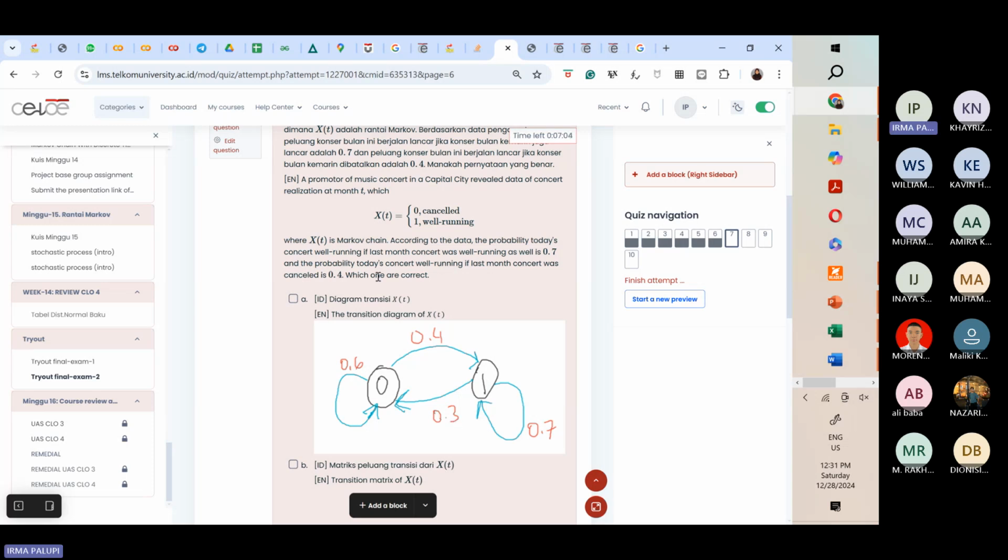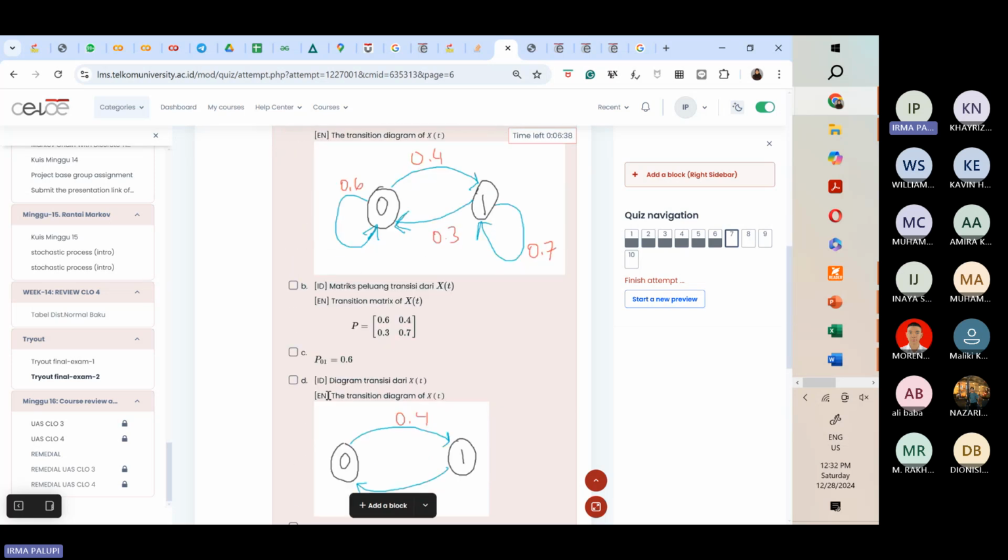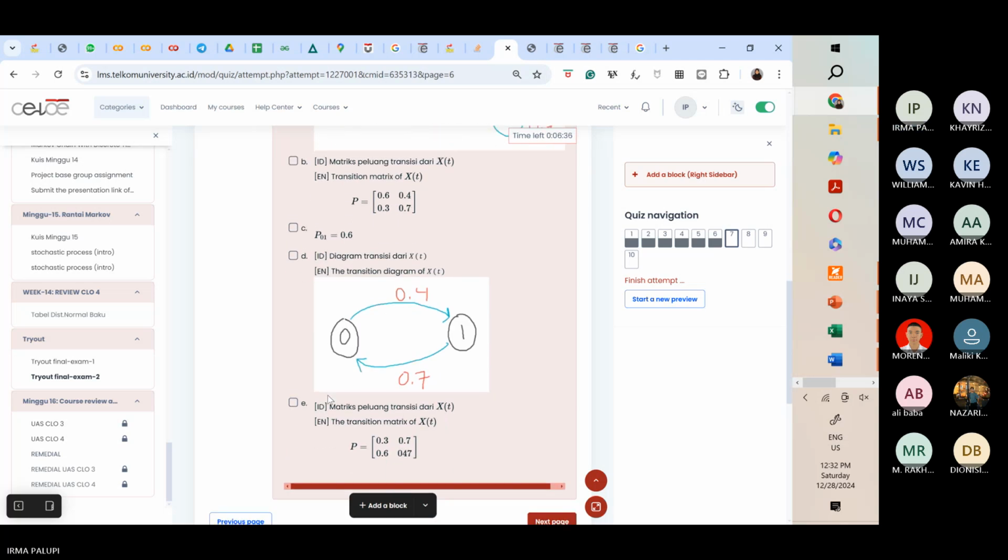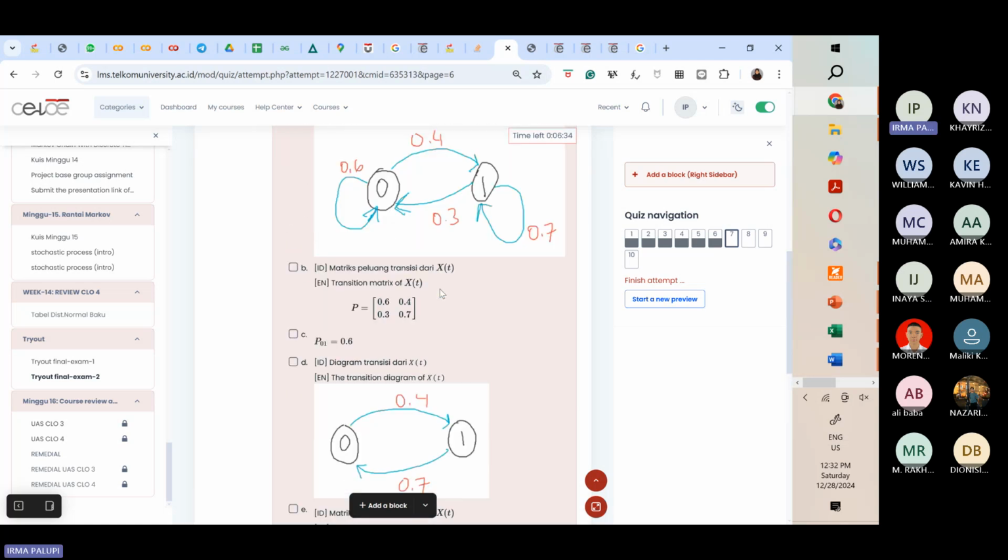And so for this month, and probability of today is well running. If the last month concert is canceled, so cancel to well running. So from 0 to 1 is 0.4. Yeah. So from 0 to 0 is the remainder of 1. Yeah. To 0.4, which is 0.6. So I think this is correct diagram transition. It's from, yeah, it's incorrect.